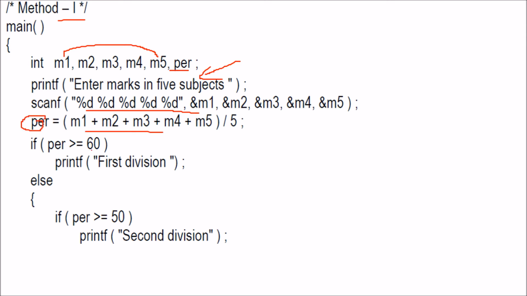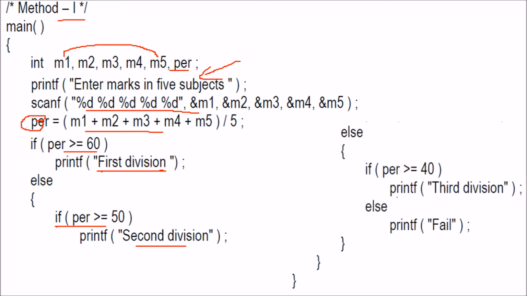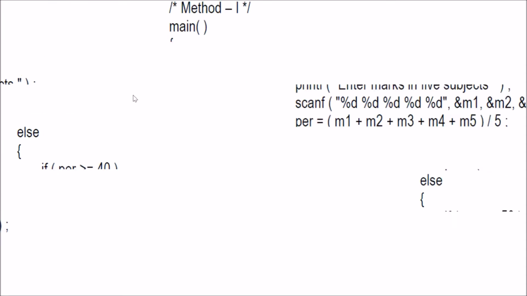If PER is greater than or equal to 60, we print first division, else if PER is greater than or equal to 50, we print second division, else if PER is greater than or equal to 40, we print third division, otherwise we print fail. So there are multiple ifs and elses we have used, and this does the job. But this is a very straightforward program, with various if elses.